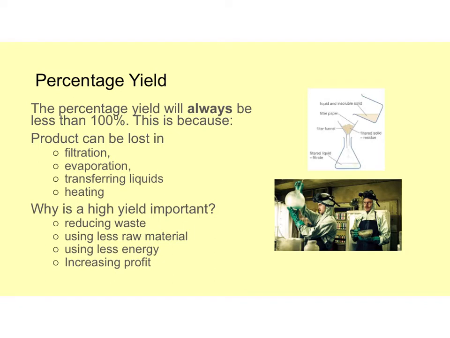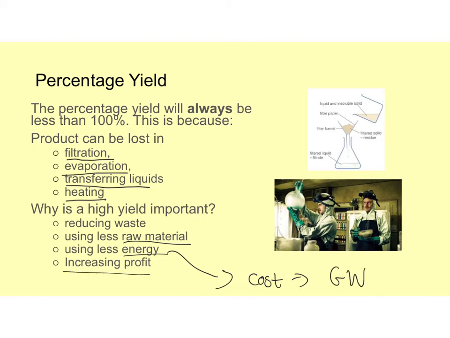Okay, so product can be lost when we filter or evaporate or transfer the liquids or when we heat it. Okay, so these are the kind of things that might happen. Why is high yield really important? Because we want to reduce waste. We want to make sure that we're using just the right amount of raw material. We want to make sure we're using just the right amount of energy, because energy costs us money, and then energy also contributes to global warming. And we want to increase profit. We want the largest amount to sell.